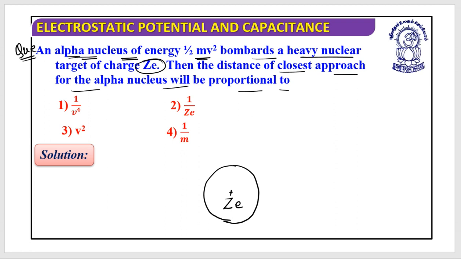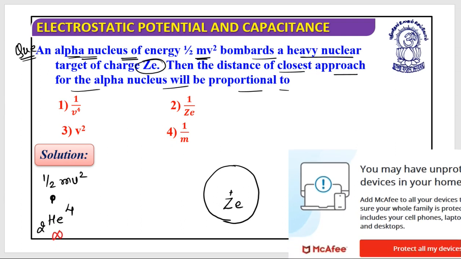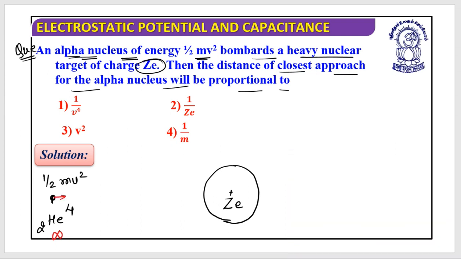Alpha nucleus is there. Let's say this is an alpha nucleus, 2He4, and it has an energy of half mv square. Let's say initially it is very far, and when I say very far, I mean at infinite distance. Now let's suppose it is moving in this direction.